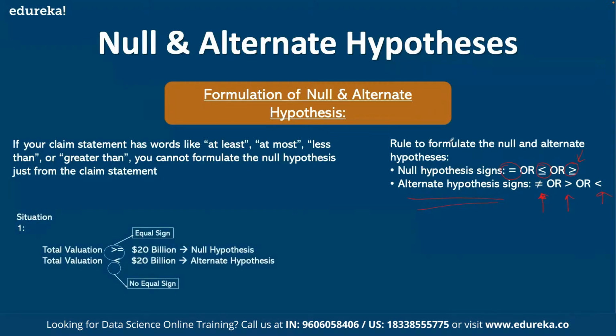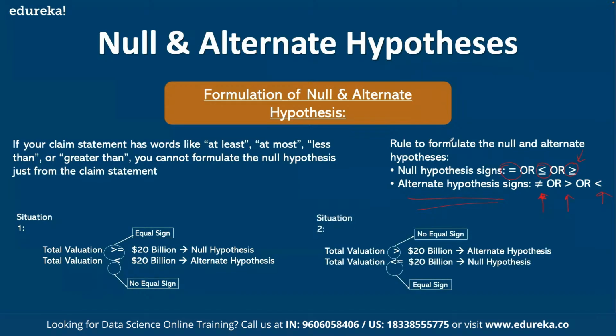Once we formulate the null hypothesis and the alternate hypothesis, we will go ahead and perform the testing. In this example, I have made use of the greater than or equal to sign. Hence, in my alternate hypothesis, I've got less than. In my null hypothesis, if you observe, I've got a greater than, and hence in the below one, I've got less than or equal to. That's the overall way in which we formulate the null and the alternate hypothesis.